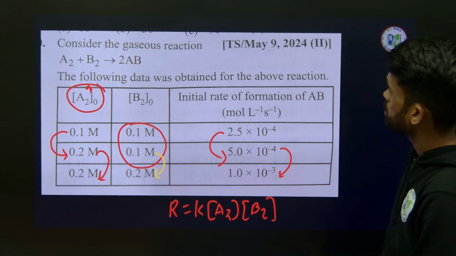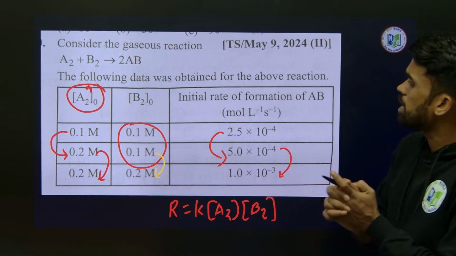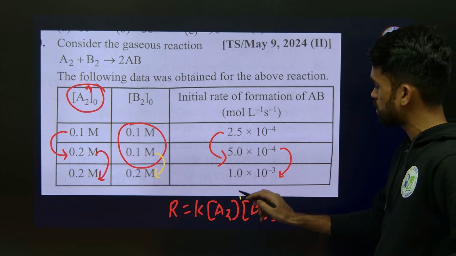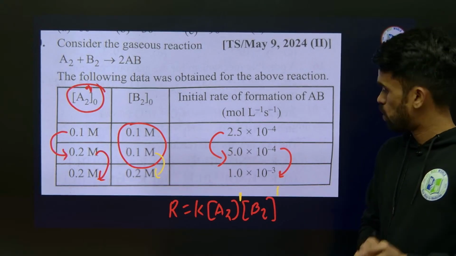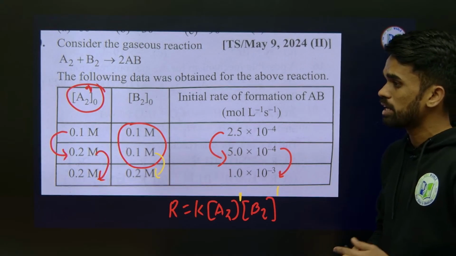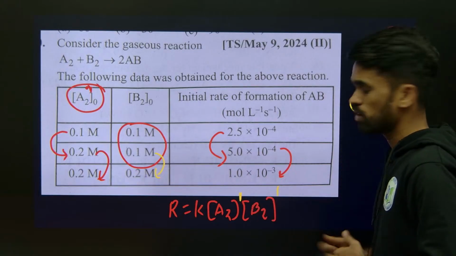They are asking the following data is given. Consider the gaseous reaction. What are their orders? What are their orders we got? Orders of reactant A is 1, orders of B is also 1. Okay, and total order of this particular reaction will be 2. What is the total order of this reaction? 2. 1 plus 1 is 2.